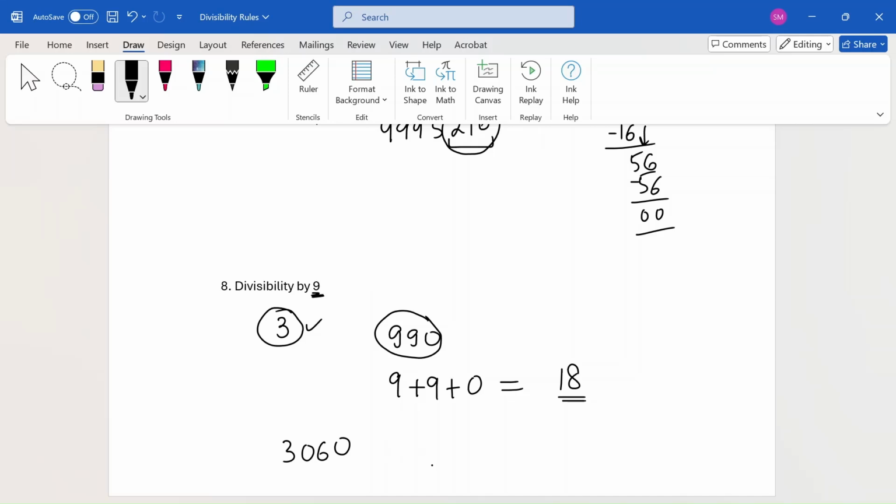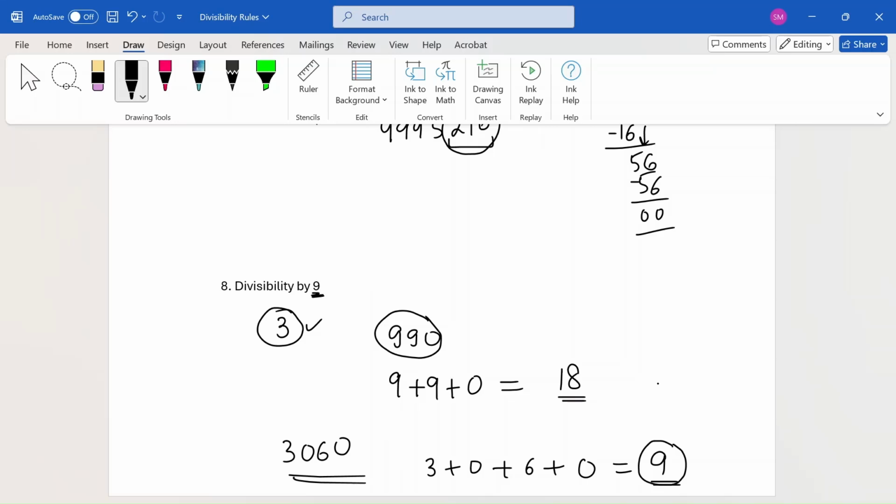Alright, add all the digits. 3 plus 0 plus 6 plus 0 equals 9. Is the sum 9 divisible by 9? Yes. So, the entire number 3060 is also divisible by 9.